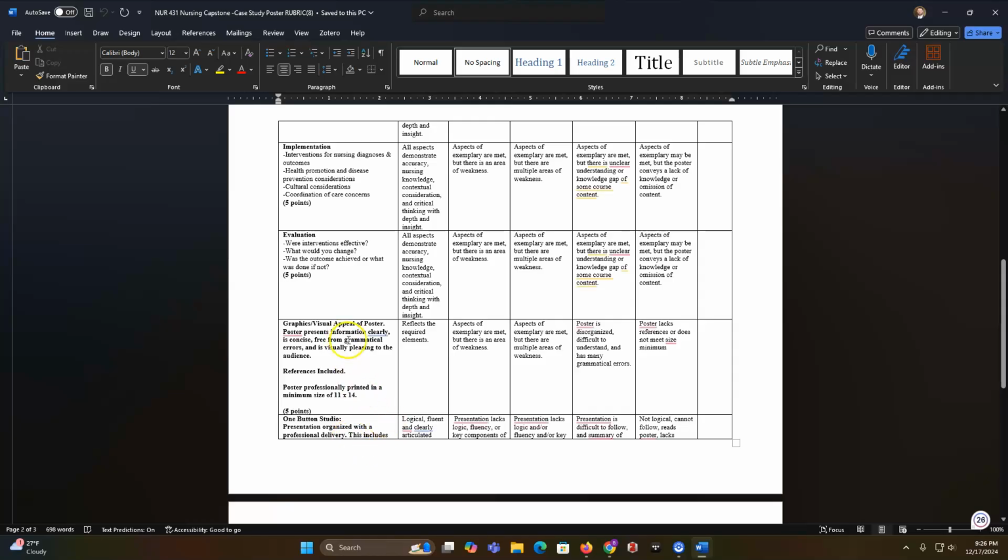We'll look at the graphics. How's your poster look? So yes, I'm printing it off. It should look professional from Staples or wherever I take this to. But you're going to be filling this in. Can you see it from a ways away? Is it clear? Is it concise? Is it free from any grammatical errors? I am not proofing these posters. You need to do that before I go print them off.